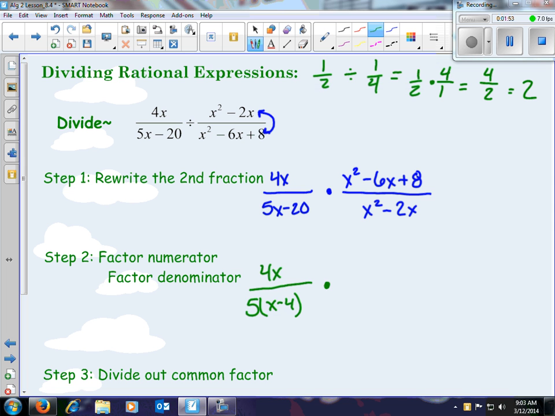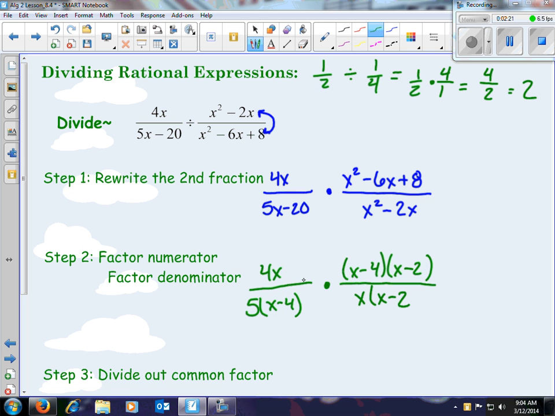Then I'm going to multiply this by this thing here. I have two numbers that multiply together to be 8 and add together to be -6. Hopefully you said -4 and -2. So I have x minus 4 times x minus 2. And then the bottom here, I see that I have an x in both of them, so I can factor using greatest common factor. Take an x out, so I'm left with x minus 2.